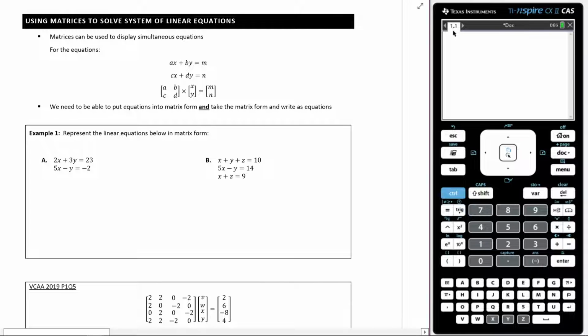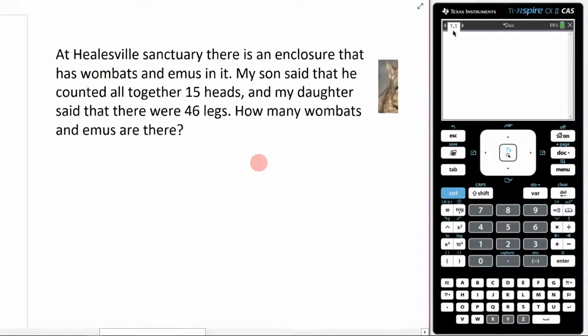Welcome. In this lesson, we're going to be talking about using matrices to solve systems of linear equations. Before we launch into all of these notes, I just want to take a moment to go through a background example, just to give us some context as to what exactly is going on. So you don't need to write this down. I just want to work it through together.